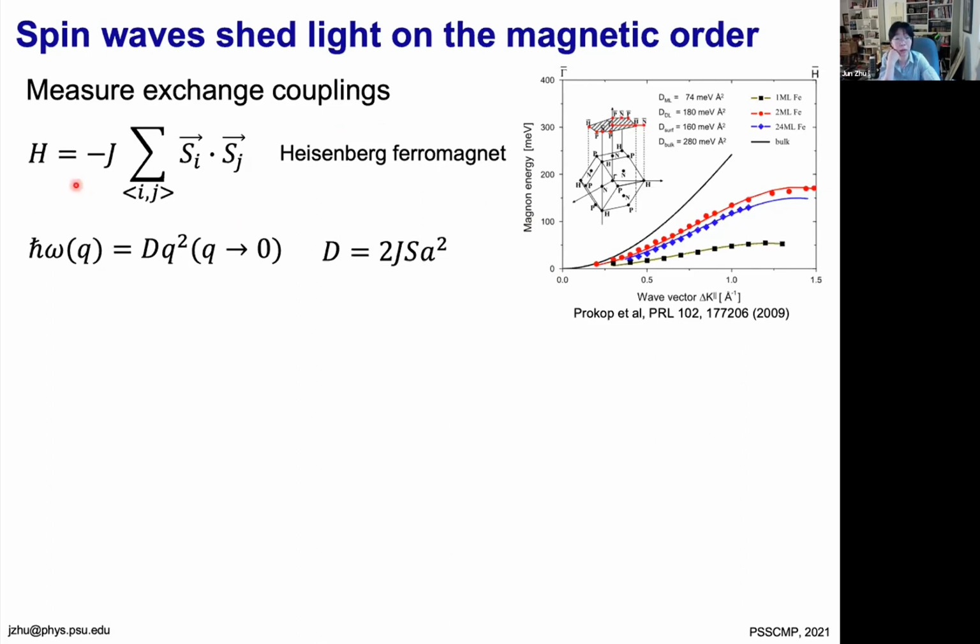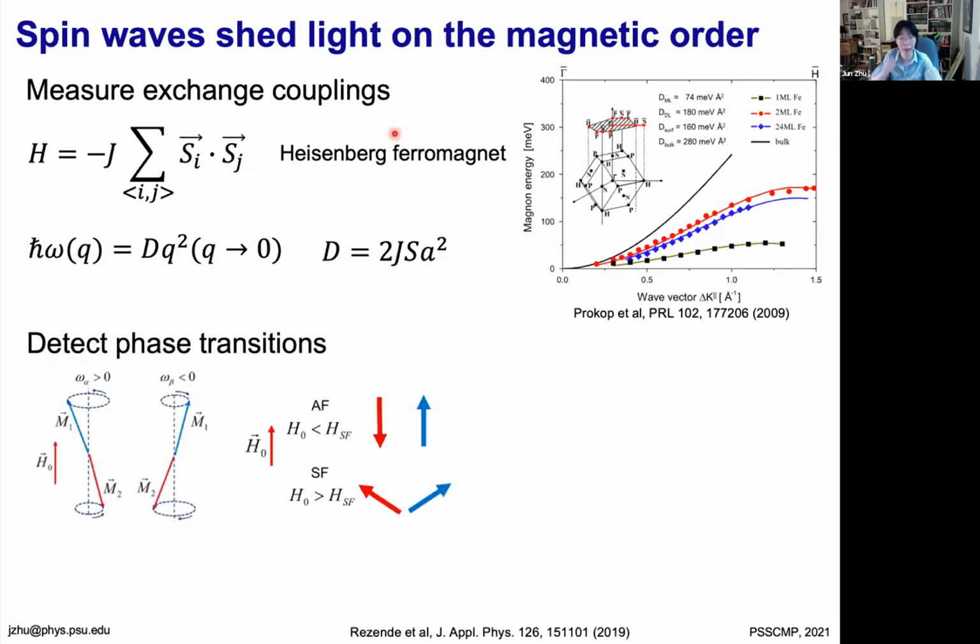So here I show a simple Heisenberg ferromagnet. This is the Hamiltonian. We have only one J, the exchange coupling over here. And the dispersion near Q equals 0 is a simple quadratic dispersion. This prefactor D here looks like a spring constant, right? It in fact works like a spring constant for the magnetic coupling. It contains J, contains the S, the magnitude of the spins. And this is something that experimentalists can back out by looking at the measured dispersion. This is for iron, different layer thickness. And that coupling changes. And you can see that comes out of the data of the measured spin wave dispersion. Right? Okay. So you back out the magnetic couplings.